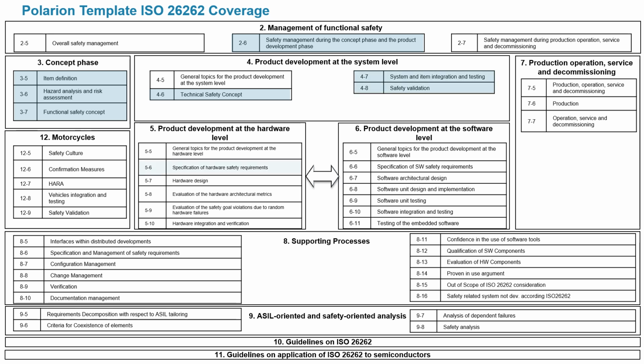It supports multiple areas in hardware development, software development, and supporting processes, including the specification of management of safety requirements, verification, and documentation management.